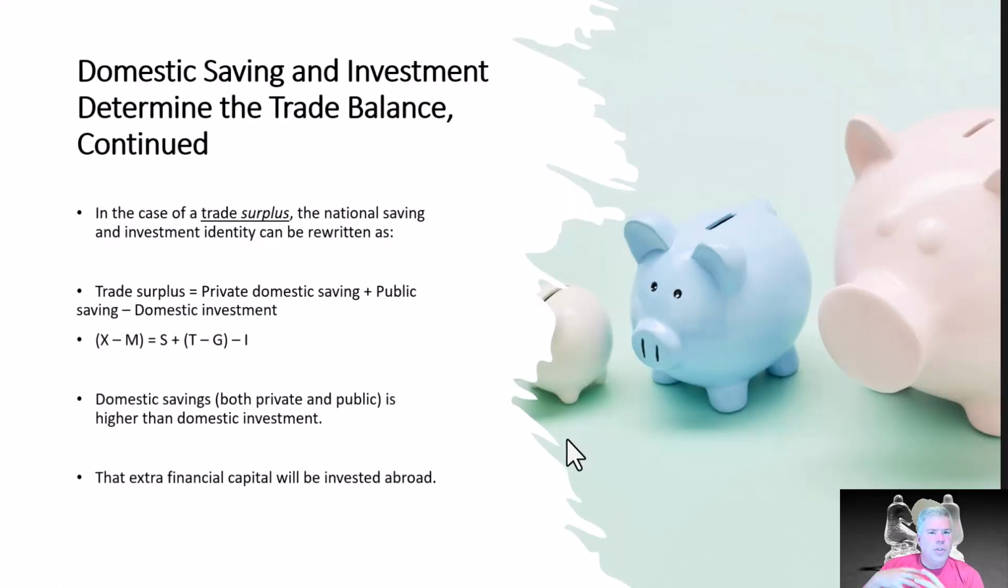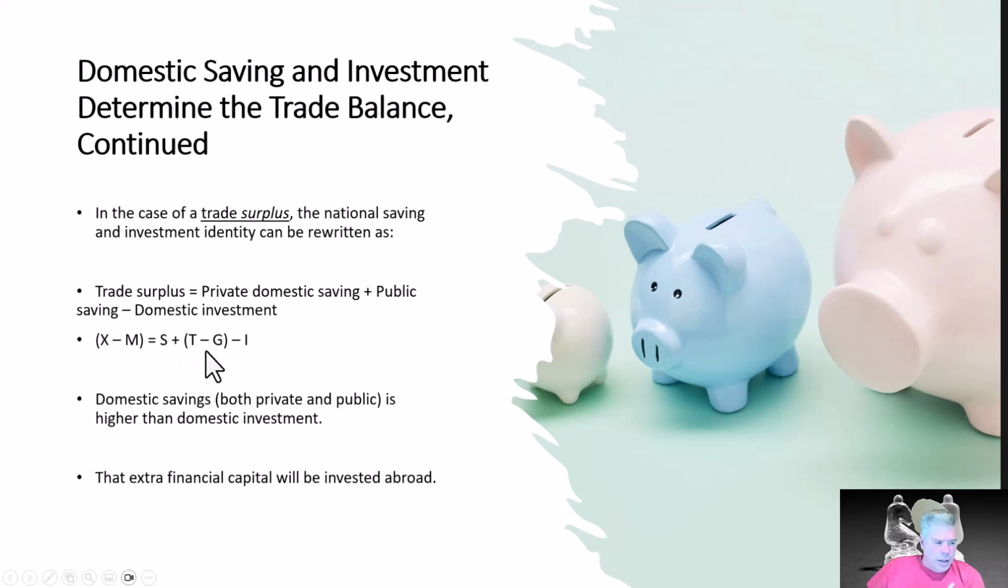In the case of a trade surplus, and again, the United States, as we saw on a graph several slides ago, hasn't run a trade surplus in nearly 50 years. But in the case of a trade surplus, the national savings and investment identity can be written as trade surplus, X minus M, equals private domestic savings plus public saving minus domestic investment. So domestic savings, both public and private, is higher than domestic investment.